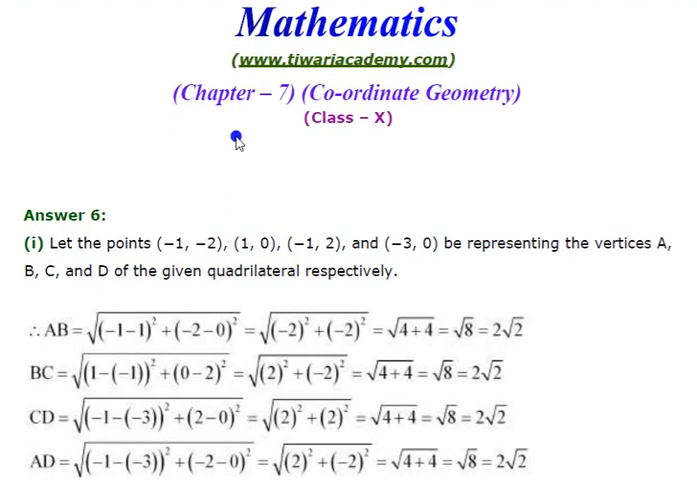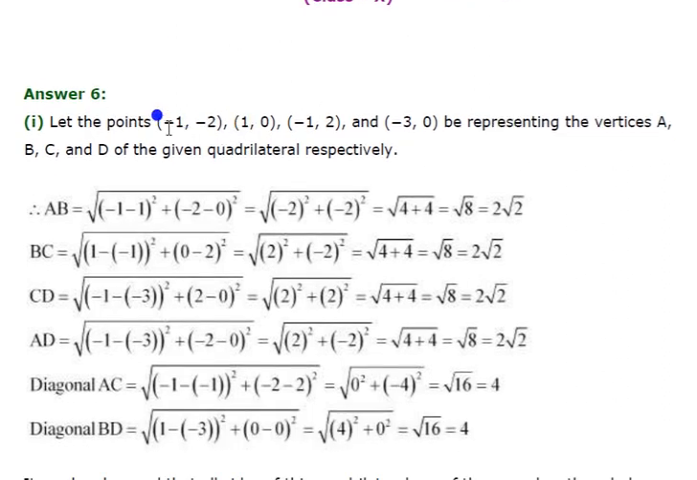See, these are the points given in the question, and let us find AB. Again use the same distance formula, that is the square root of (x2 minus x1) whole square plus (y2 minus y1) whole square, or you can write (y2 minus y1) whole square plus (x2 minus x1) whole square. In both cases you will get the same result. Just put the values: -1 is x1 and -2 is y1, and 1 is x2 and 0 is y2. So we get root 8, and after factorization we can write 2 root 2.